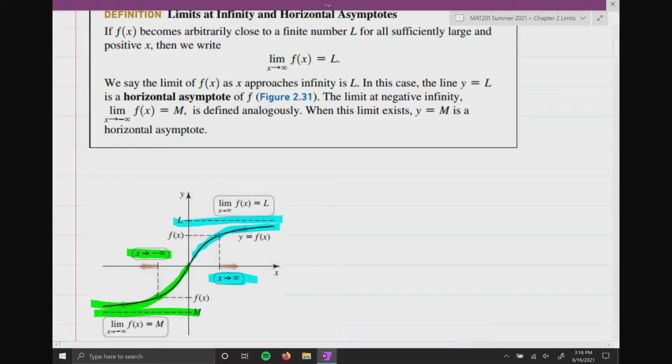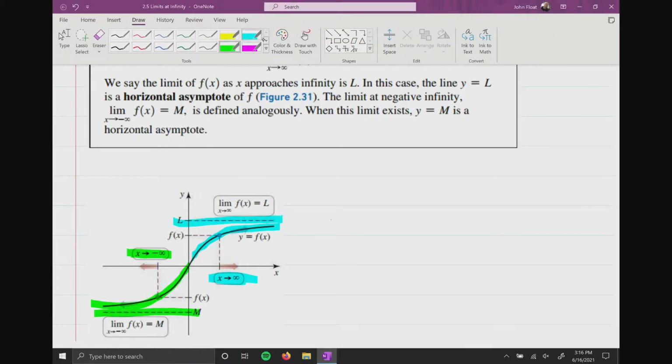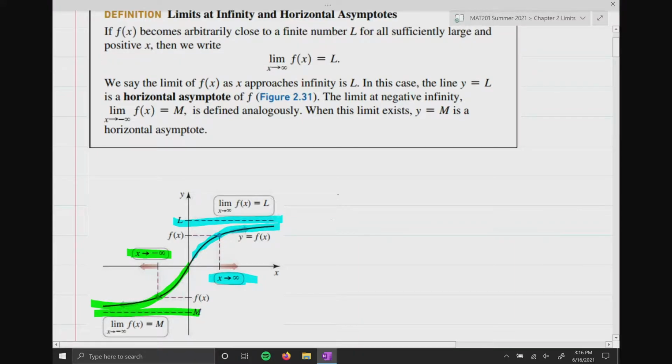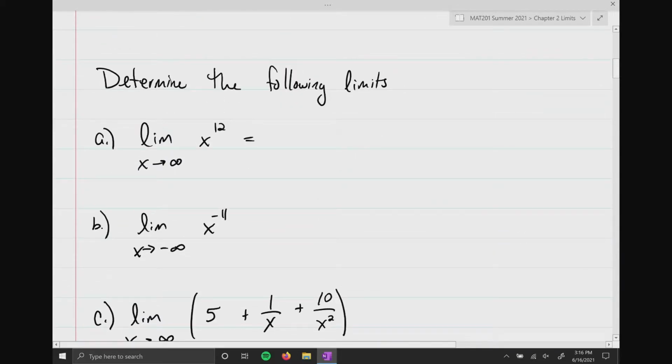Now, just so we know this, and just to go over this real fast, from algebra class we learned that horizontal lines have the equation y equals some number. In this case, I'm just going to call it y equals a. So we can use limits at infinity to help us find where these horizontal asymptotes actually lie.